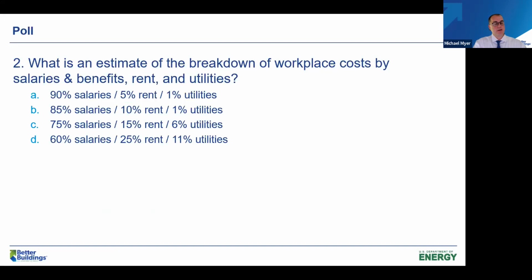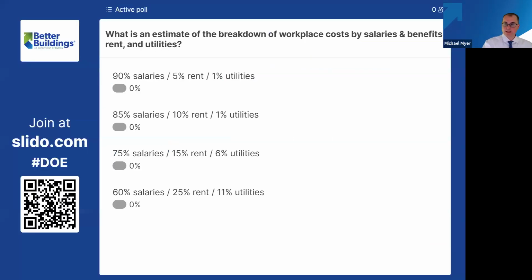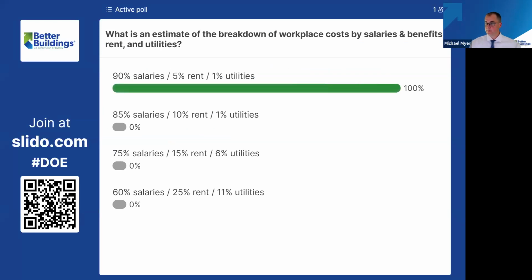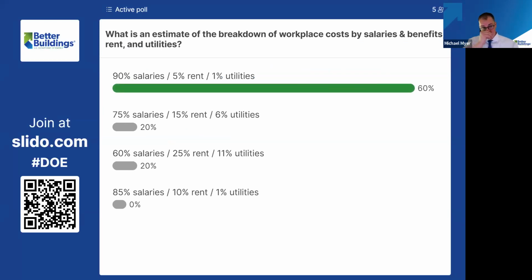Okay, so back to another question. Here's the second question. What is the estimated breakdown of workplace costs by salaries, benefits, rent, and utilities? So you have three categories: salaries, rent, and benefits. What are your percentage breakdowns? Let's go back to the Slido poll. So we have some responses coming in.